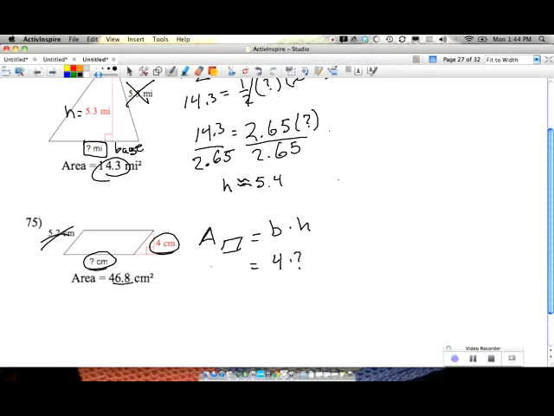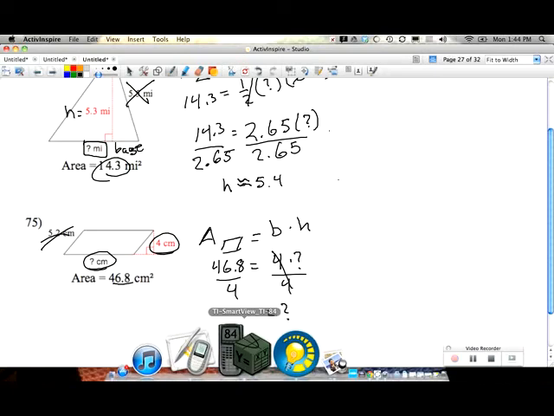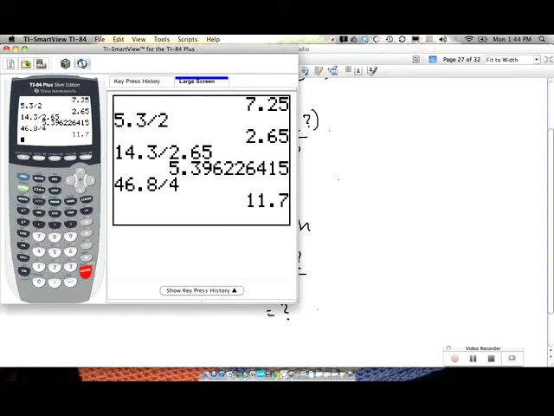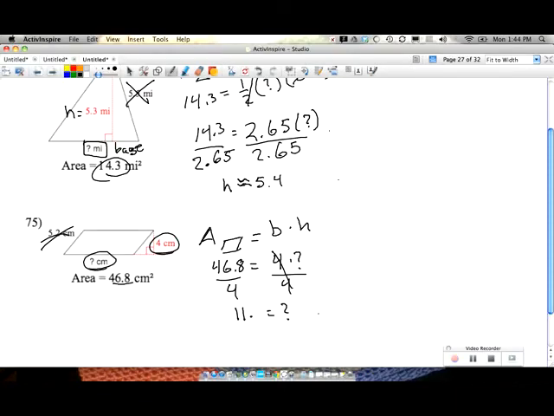So all I got to do is divide by 4 to simplify that right side, and I'll be left with the question mark, the base. Well, I could do this by hand, but I have a calculator here. Let's see what we'd get. 46.8 divided by 4 equals 11.7. There's your base. 11.7. Exactly.